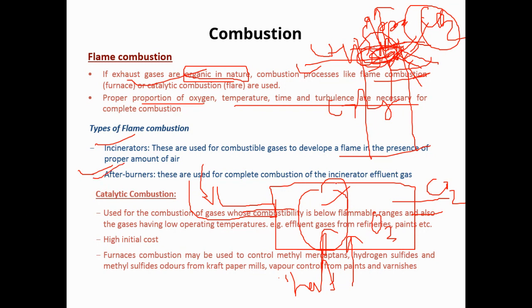Afterburner is used to complete the combustion of the incinerator's effluent gas. If in the incinerator a sufficient amount of combustion does not take place, then an afterburner or open burner can be used.